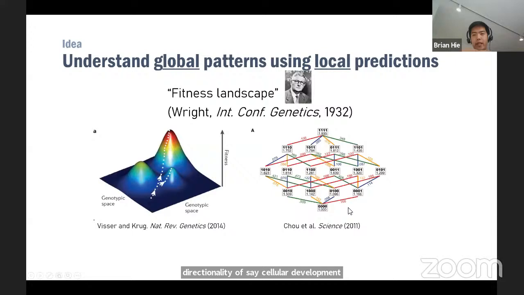From an evolutionary perspective, this is also similar to ideas of the fitness landscape from Sewall Wright and others, where a protein is just making locally optimal improvements as it evolves, and in doing so, it's doing hill climbing in this fitness landscape.